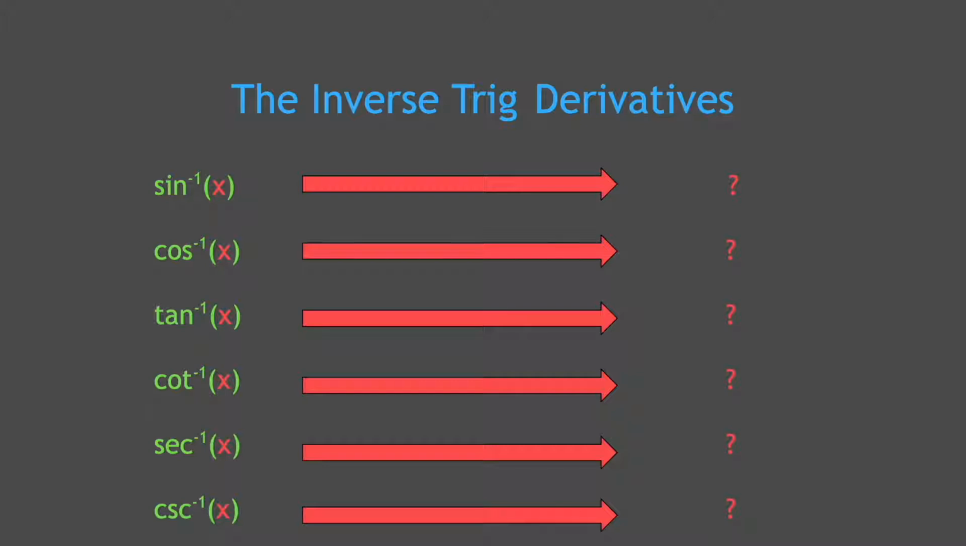As you can see, we actually haven't done any of them yet, but that's alright because in this video we're going to figure out the derivatives for the inverse sine of x, inverse cosine of x, inverse tangent of x, inverse cotangent of x, inverse secant of x, and the inverse cosecant of x.